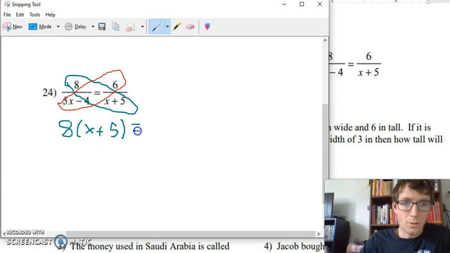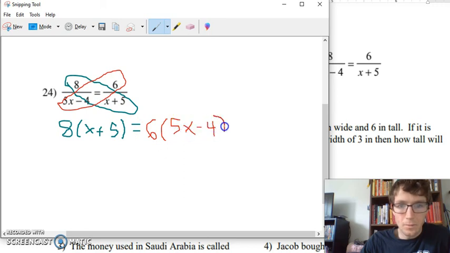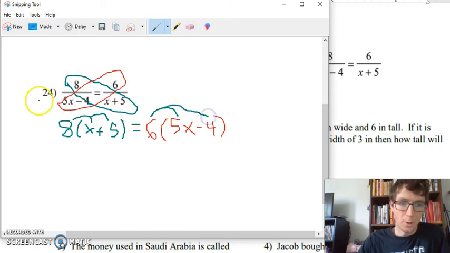Is equal to 6 times 5x minus 4. Okay. So we have 8 times x plus 5 equals 6 times 5x minus 4. So the next step is just to distribute. So we have to do 8 times x and 8 times 5. Then we got to do 6 times 5x and 6 times negative 4.